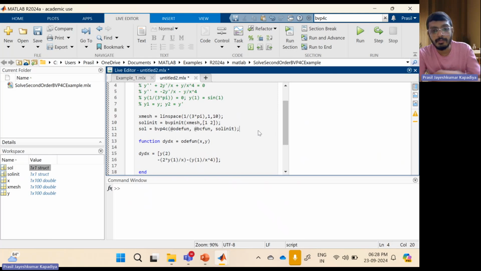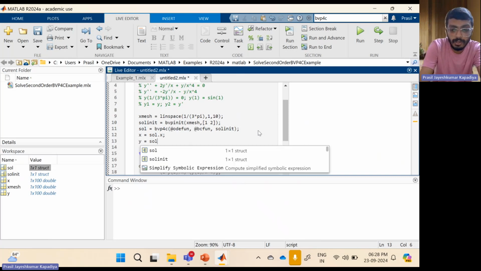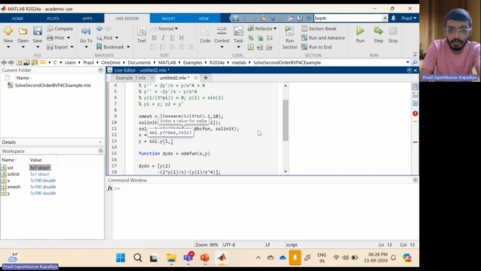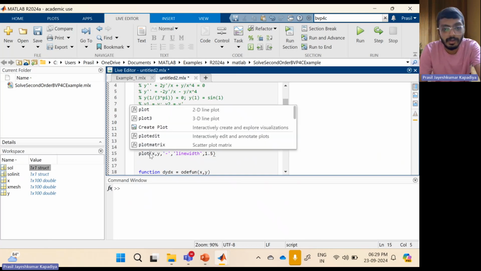So now let's say I want to define my x. So I am just rewriting it. X is equal to sol dot x, and my y is equal to sol dot y, first row and all columns. It will be my y. So we will be plotting it. Plot x comma y, let's say this is just a line with line width of 1.5. It's plot, not ploy, plot.